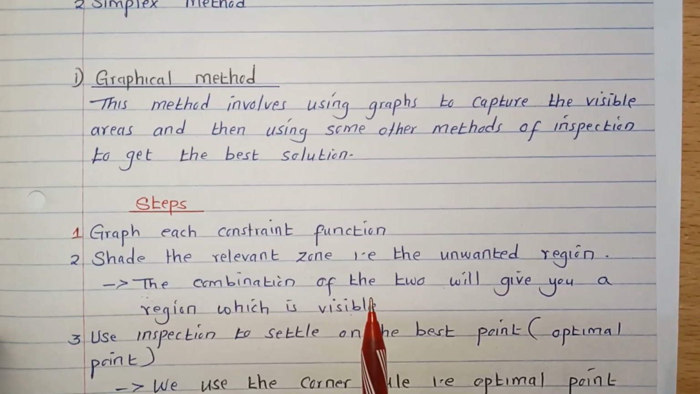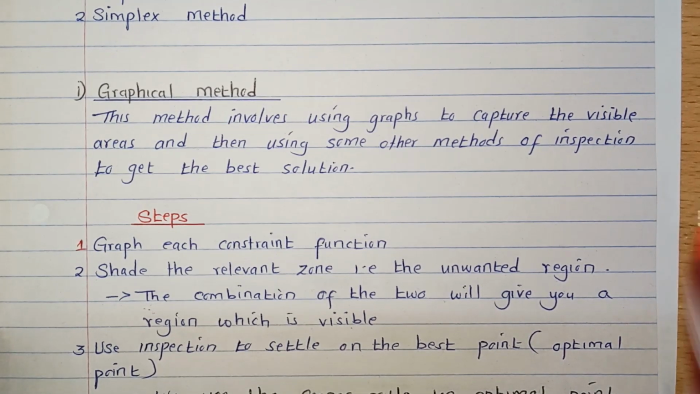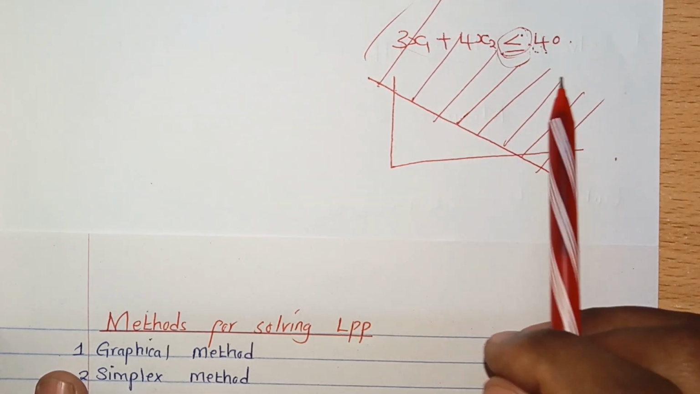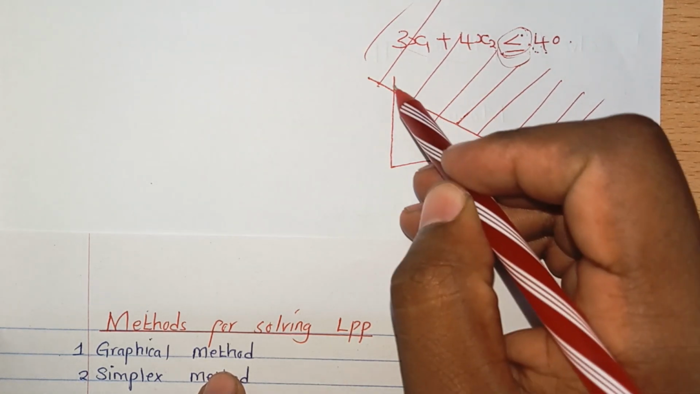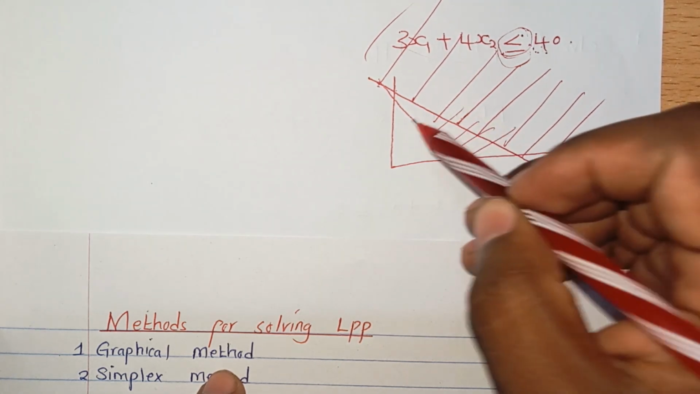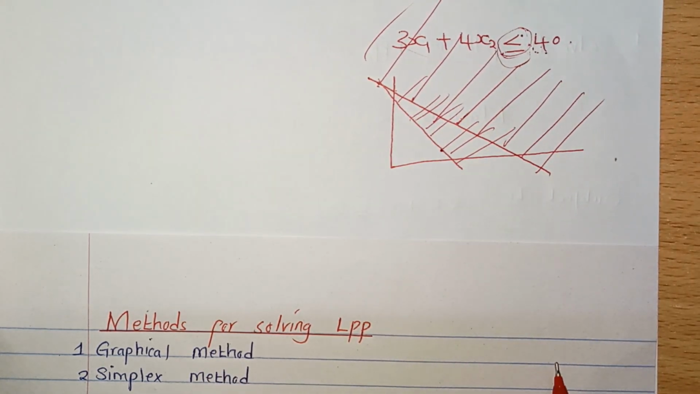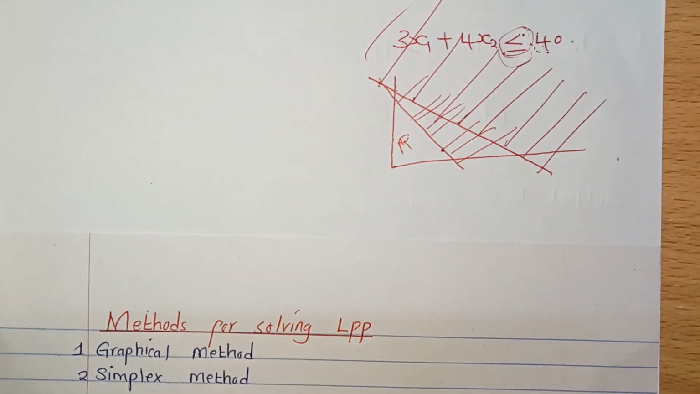The last step, which is step number 3, and is the most important one, says use inspection to settle on the best point, that is the optimum point. Meaning after we have plotted our graph, and you're using this particular graph to solve the linear programming problem, assume the other constraint, we have plotted it, and it looks like this, and you have shaded this as the unwanted region. So this is the region that you are looking for.